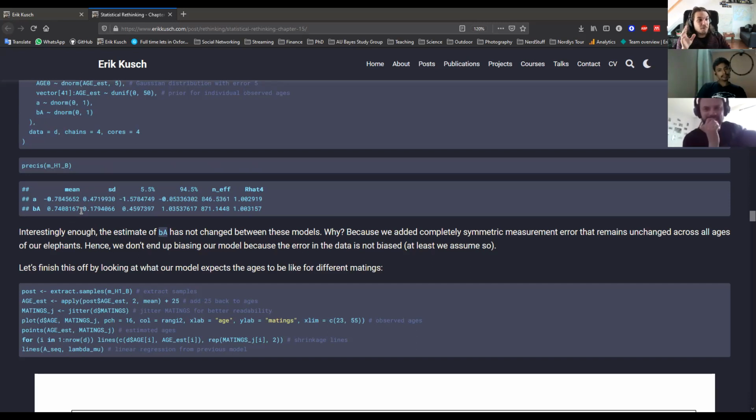So basically, why we don't see a change here in BA comes down to us having assumed that the error is completely symmetric. We could have measured below what they're actually old or above. And we have also assumed that the measurement error is completely the same across all of our potential age ranges, which is not true in nature. It might be much easier to judge the age of a young elephant than the age of an old elephant.